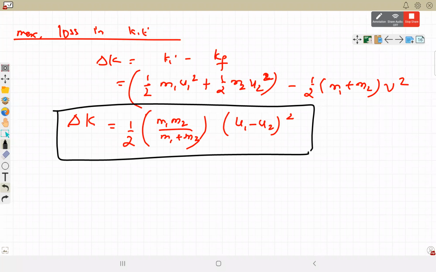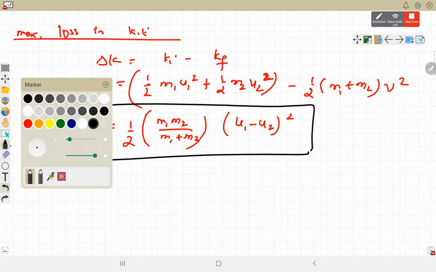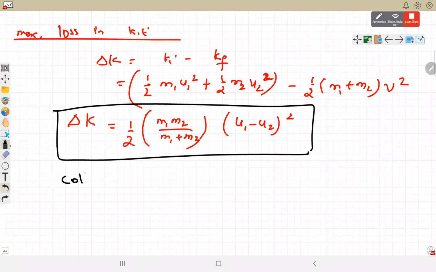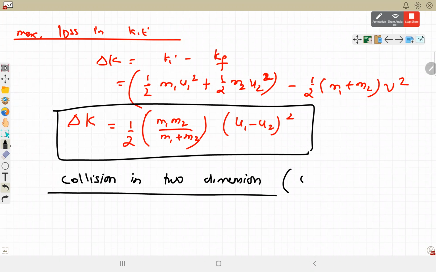Okay, next is oblique collision. Oblique collision is when the velocity of the particle is not along the line joining their centers. So the collision will be in two dimensions. That is also called collision in two dimensions or oblique collision. When a body is colliding obliquely, only in the direction in which force is acting will the total momentum remain conserved, and that is called the direction of collision.